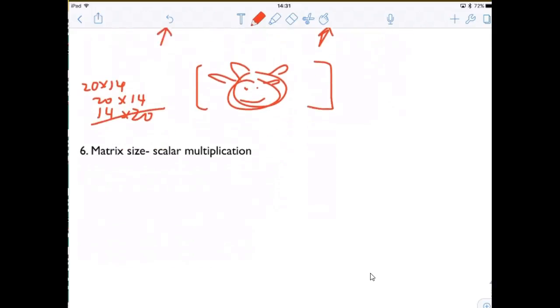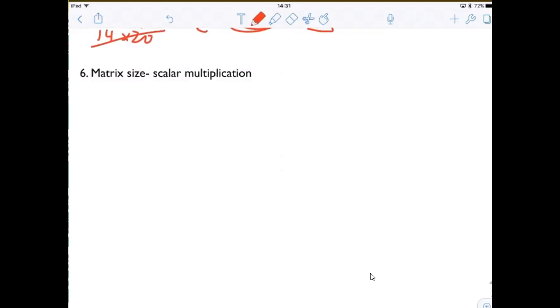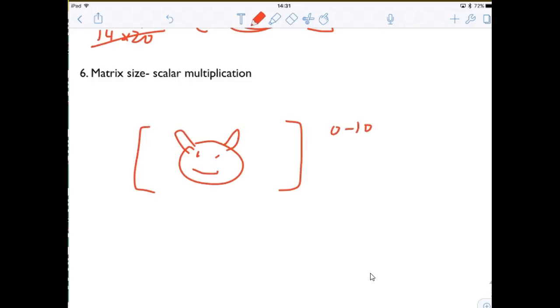Okay? What about scalar multiplication? Scalar multiplication was the operation we did in the investigation where we had an image, right? And we multiplied the image times a number between 0 and 10, which was our scalar value, and that made the whole image lighter or darker. So when you do scalar multiplication, it doesn't matter what size of matrix you're using. You may do scalar multiplication with any matrix, okay?